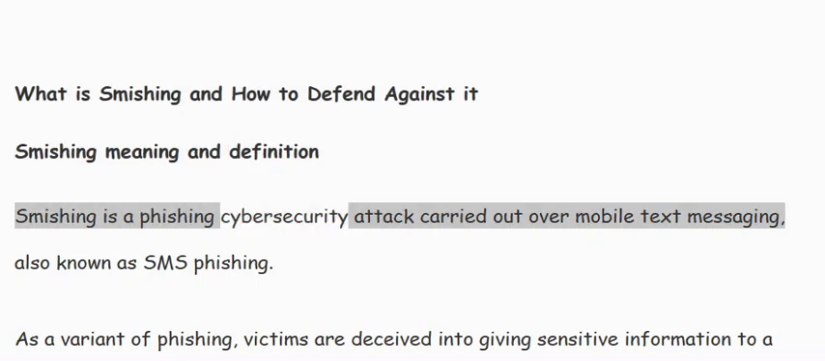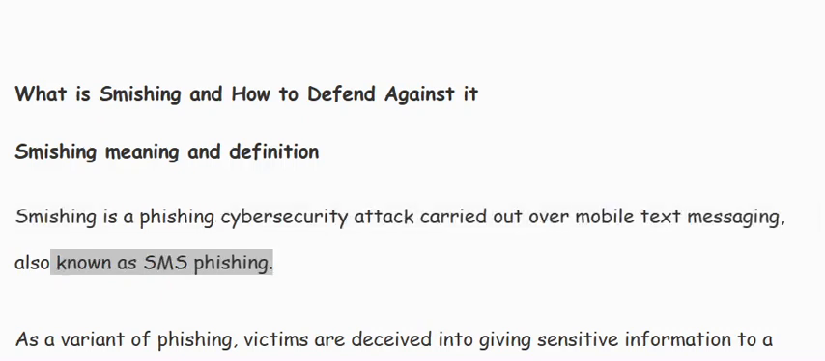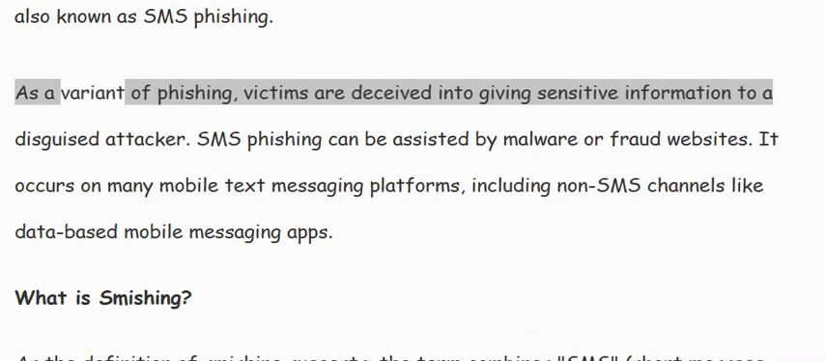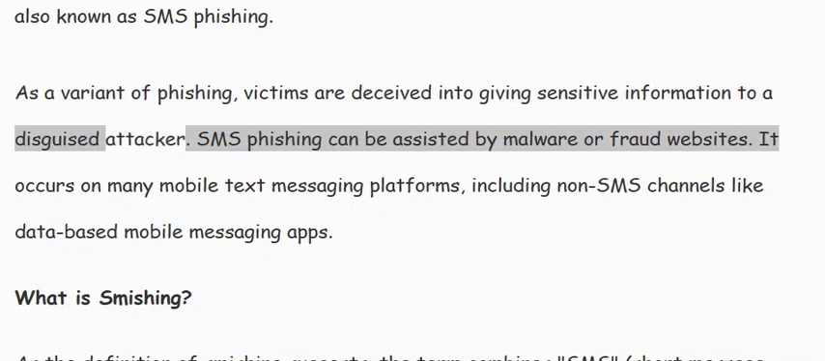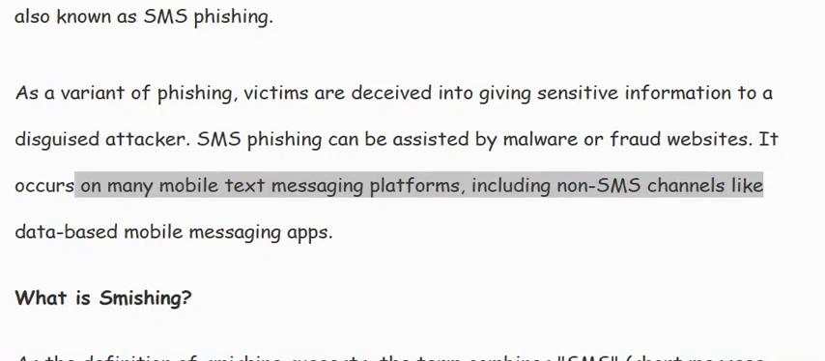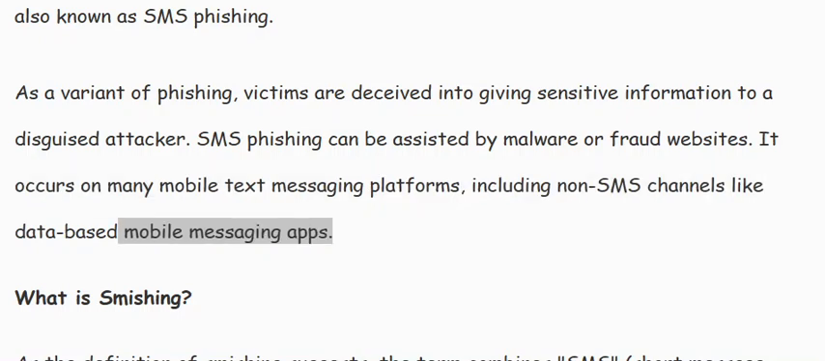Smishing is a phishing cybersecurity attack carried out over mobile text messaging, also known as SMS phishing. As a variant of phishing, victims are deceived into giving sensitive information to a disguised attacker. SMS phishing can be assisted by malware or fraud websites. It occurs on many mobile text messaging platforms, including non-SMS channels like data-based mobile messaging apps.